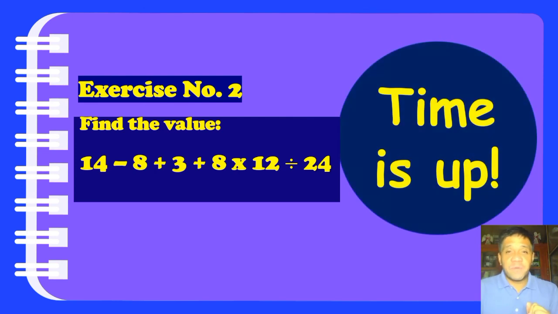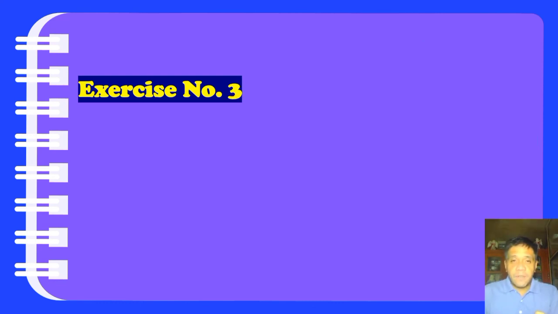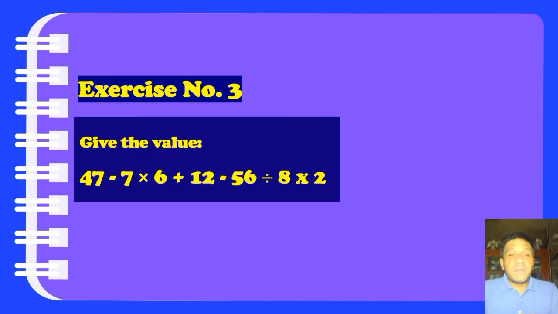Time's up. So let's proceed now to get the answer of this. The answer is 13. Okay, let's proceed to the next exercise. Give the value. 47 minus 7 times 6 plus 12 minus 56 divided by 8 times 2. Again, 47 minus 7 times 6 plus 12 minus 56 divided by 8 times 2. Timer starts now.